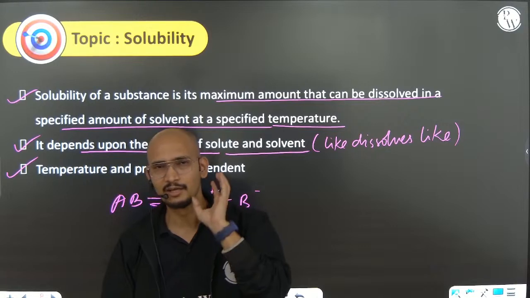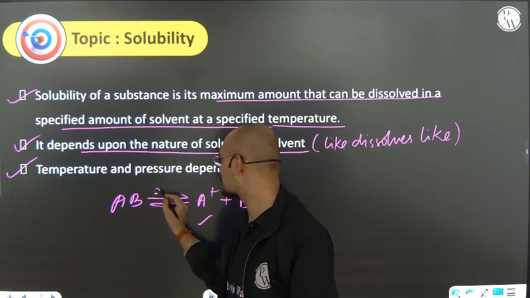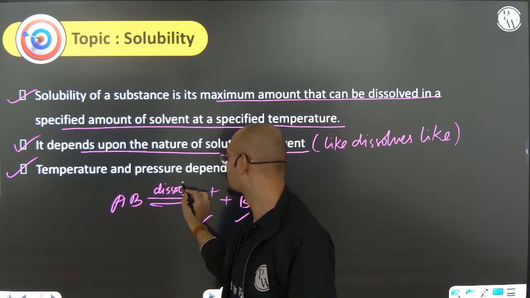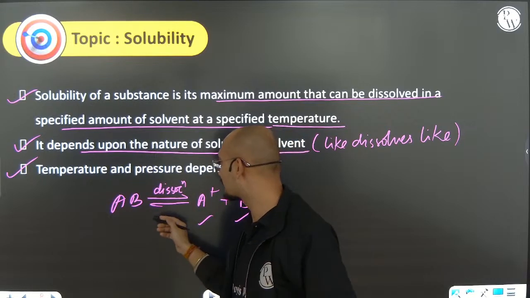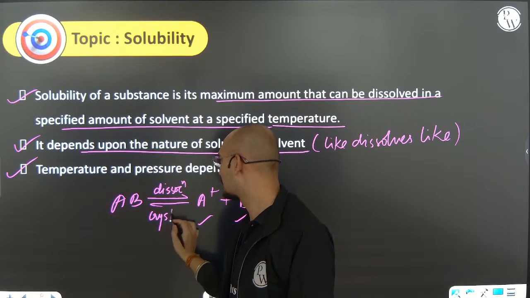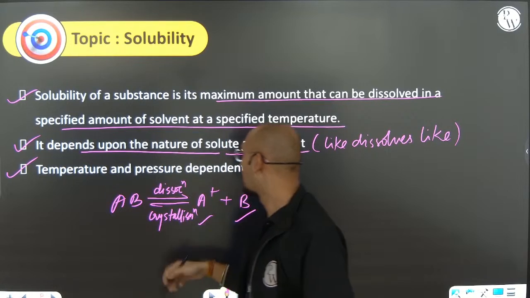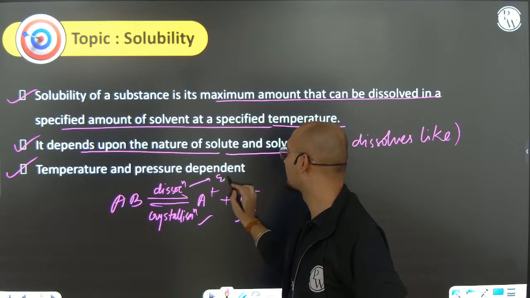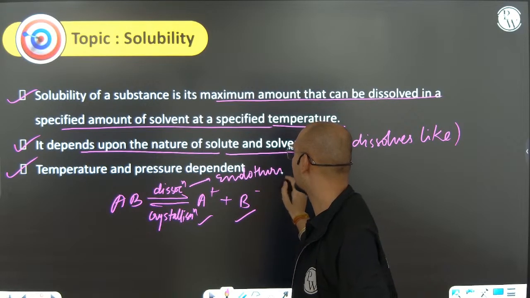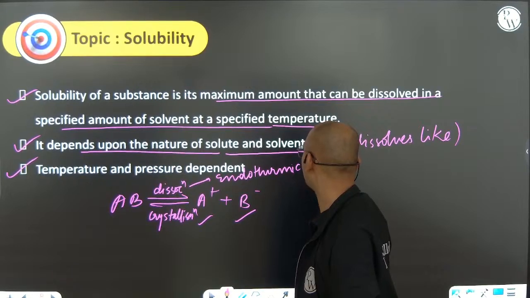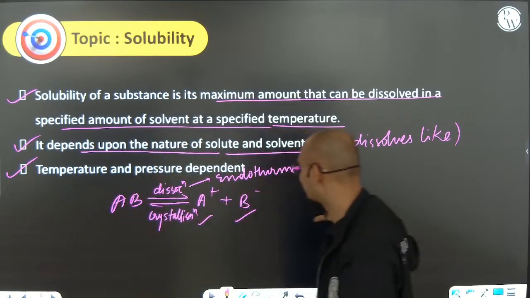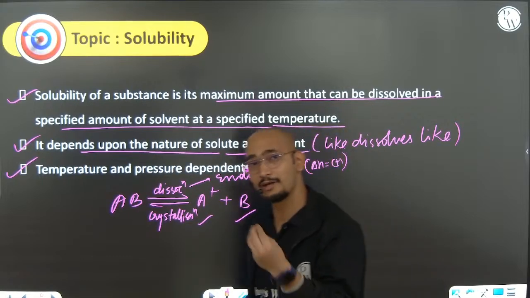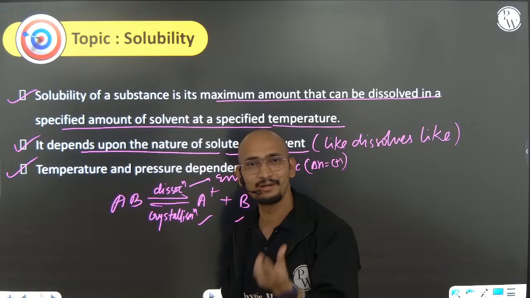Is that clear? So in such case, always remember the forward direction reaction is dissociation, while the backward direction reaction is association, or we can say crystallization. Now, always remember dissociation is an endothermic process. Endothermic process means delta H is more than 0, or delta H is positive. If something is endothermic and you increase the temperature, the reaction goes in the forward direction, and more dissociation will take place. So more and more dissolution will take place.